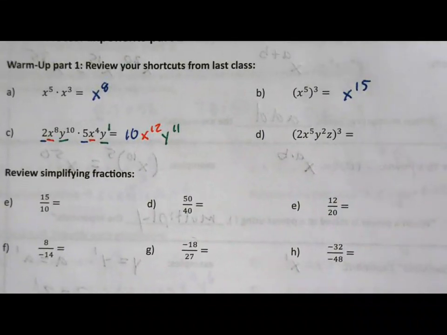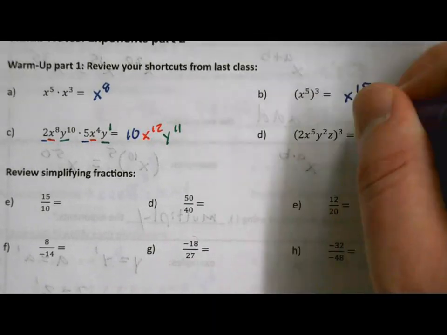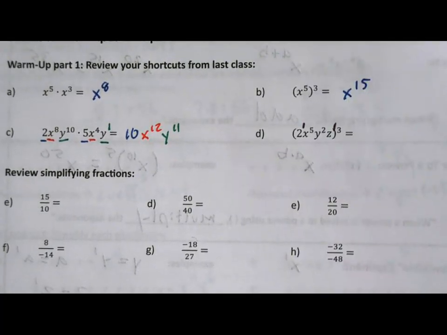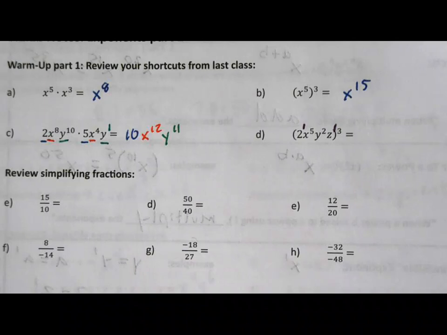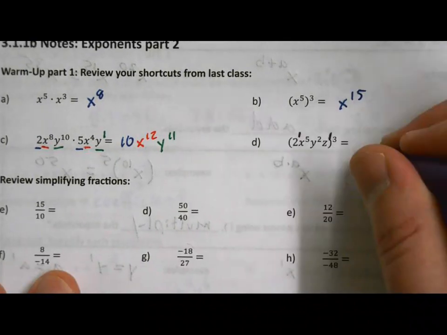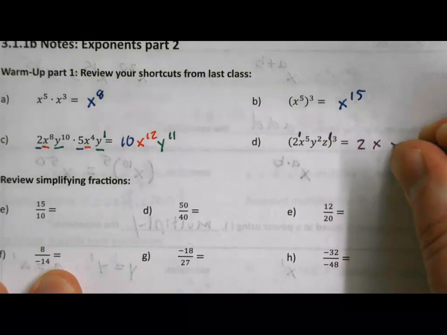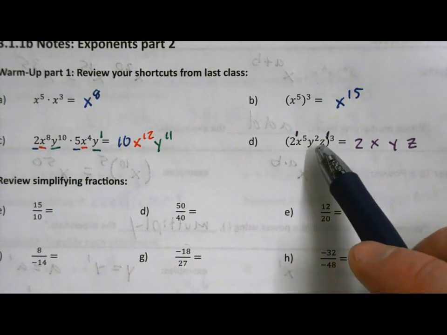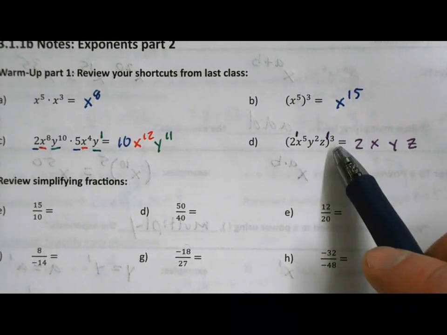Part D, we got a lot of stuff going on. My recommendation is if you ever run into a problem where you have stuff inside of parentheses without exponents, put an exponent of 1 onto it. So that 2 is 2 to the 1st power, and that z is z to the 1st power. My answer is going to have a 2 and an x and a y and a z in it. It's just the powers are all going to change. The powers used to be 1, 5, 2, and 1, but we're going to multiply each of these powers inside by this 3 on the outside.